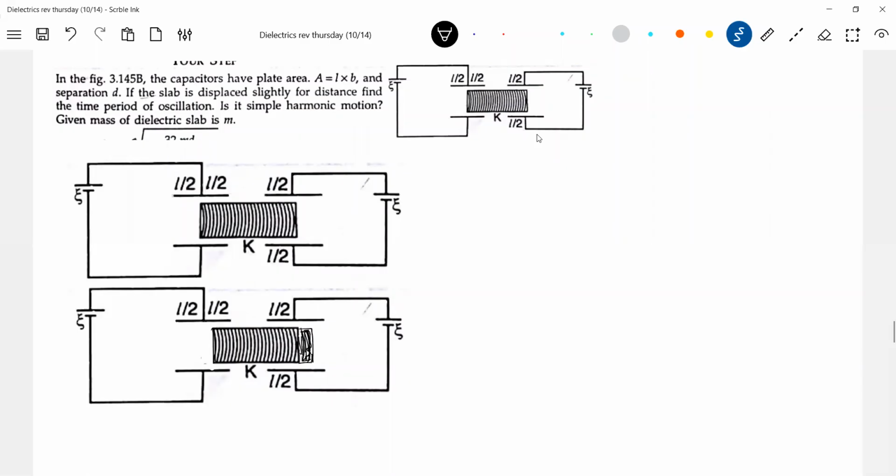Will there be any force acting on this position? Yes, there'll be a force, no? F naught. Here also F naught. Now in this position, are you looking at this condition? So now also the force will be F naught, or any other value? Now also it will be F naught only, no? Because that is independent of the position of the slab.